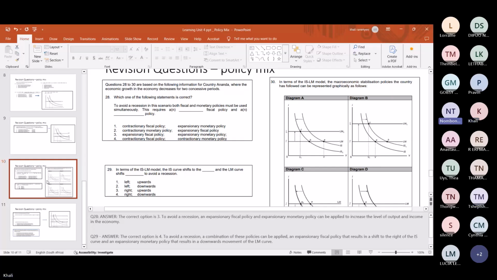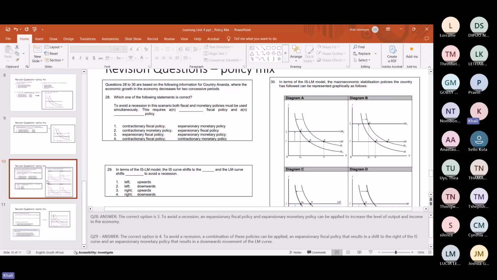Upwards. Will it shift upwards? LM. Yes. Downwards. It'll go down, because it's also an expansionary monetary policy. Yes. So the right answer is 4. It's a rightward shift of the IS curve and a downward shift of the LM curve. The answer there is number 4.